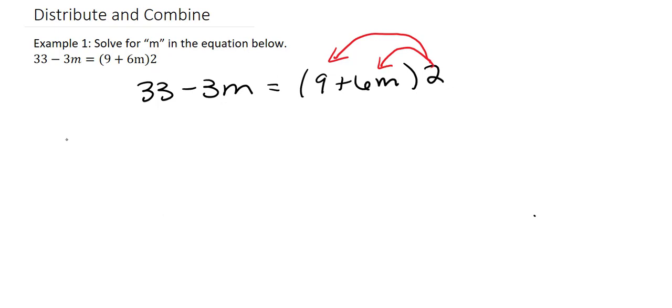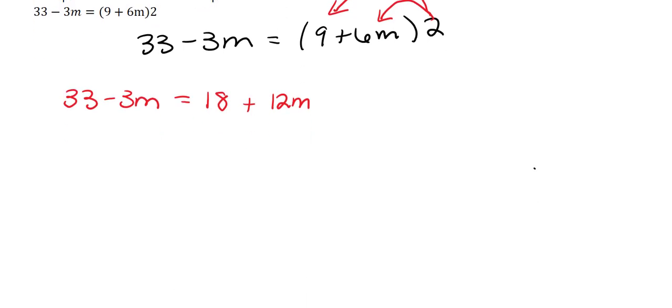So we're going to just keep the left-hand side the same. Now we have 2 times 9, well, that's 18. 2 times 6 is 12, and then it's just plus 12m, right? We just go 2 times 6, and we just leave the m there. So now this is just like the last video, and we can go ahead and solve.